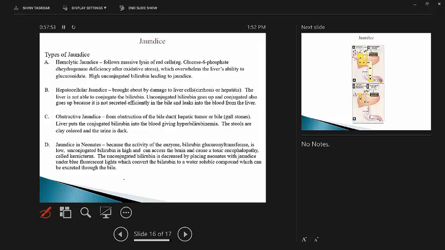Jaundice in neonates occurs because the activity of this enzyme, bilirubin glucuronyl transferase, the conjugation enzyme, the one that puts the active glucuronic acid on, is low, and unconjugated bilirubin is high and can access the brain and cause toxic encephalopathy, okay? So unconjugated bilirubin in infants is a real problem. The blood-brain barrier is not very developed in neonates, depending on how young they are.